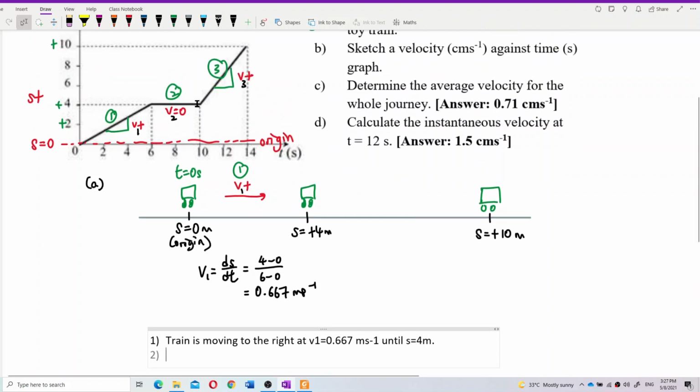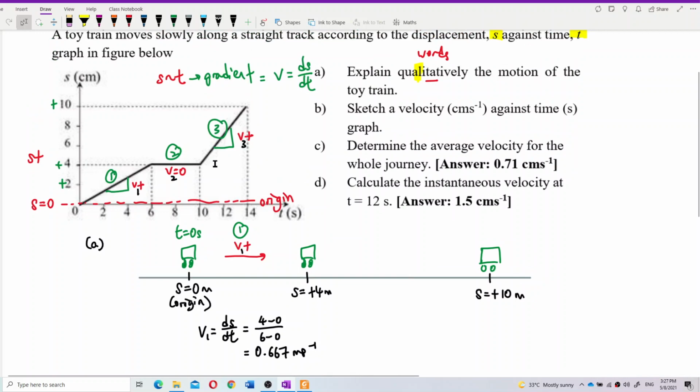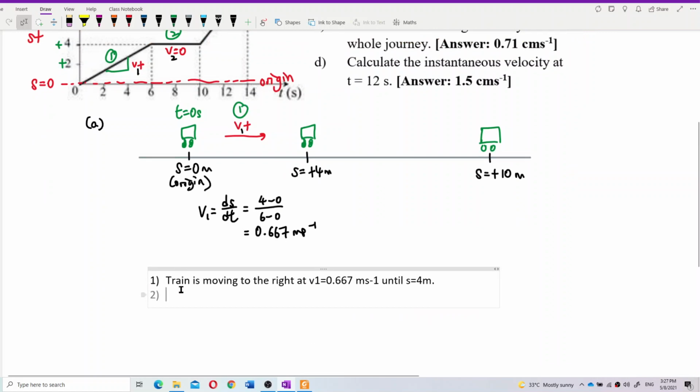And then after that, number 2, what happened at stage 2? It stopped temporarily. The displacement graph shows the gradient 0. Gradient 0 means velocity 0. The train stops temporarily at position s equal to 4 meter. It stopped temporarily over there.